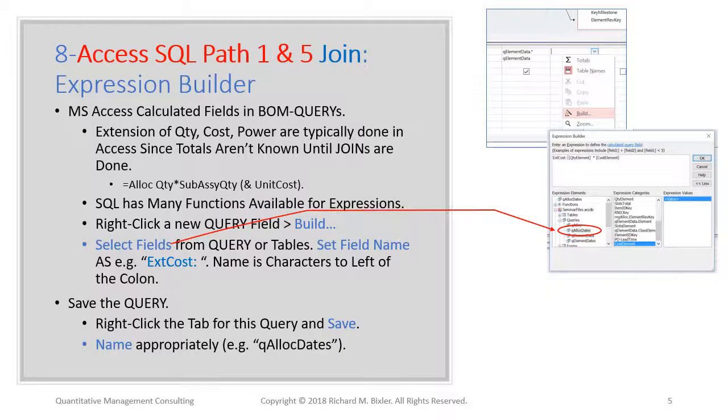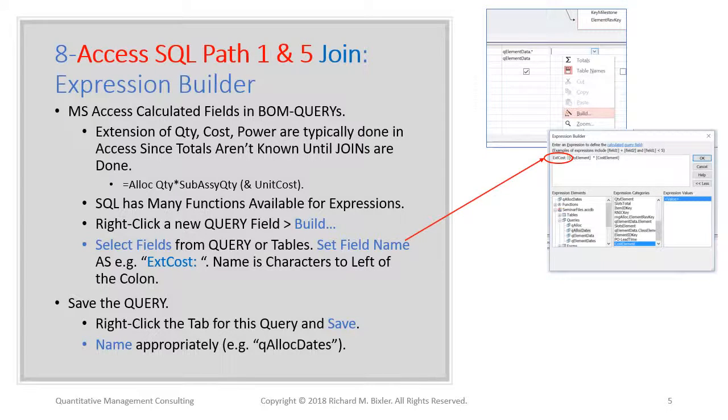A dialog pops up. One of the expression elements available in the leftmost pane will be a directory of queries that contains the query we're building now. Select that query and then select fields from it by double-clicking alloc quantity and sub-assembly quantity ext or equivalent fields. Edit the expression in the Expression Builder top frame. It should be something like alloc quantity ext colon bracketed alloc quantity times bracketed sub-assembly quantity ext close bracket. It's named at the start of the expression as shown in the illustration.